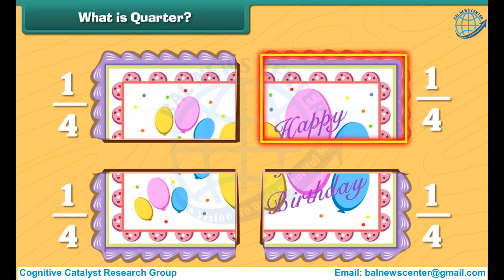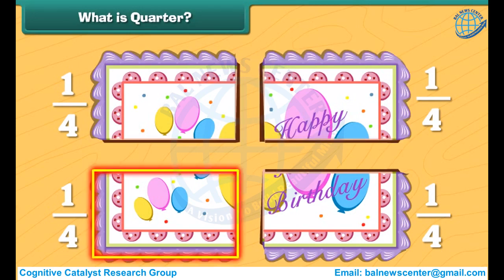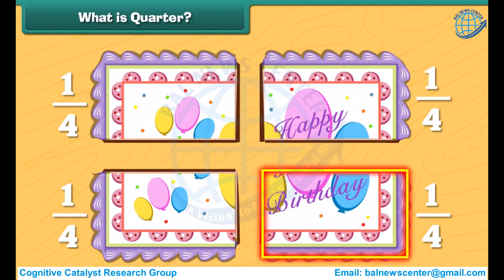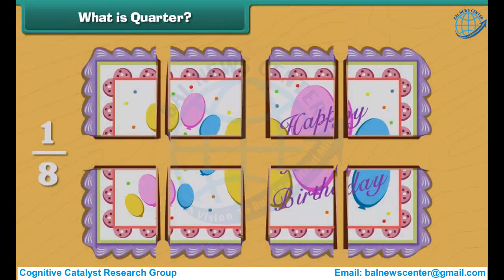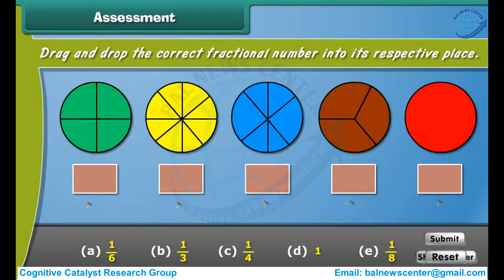This is 2 quarters. This is 3 quarters. And this is 4 quarters. 4 divided by 4 is 1. So 4 quarters make 1 whole cake. You can also divide the cake in more number of pieces. Drag and drop the correct fractional number into its respective place.